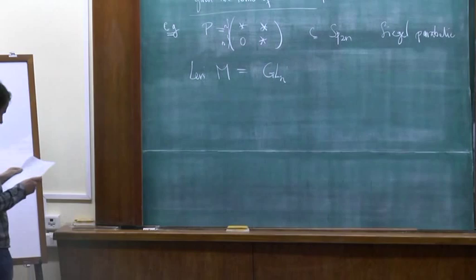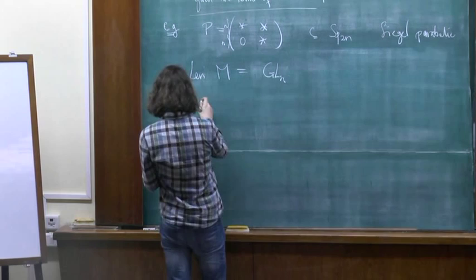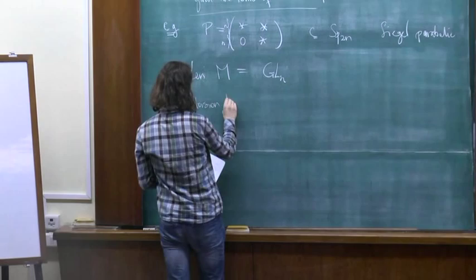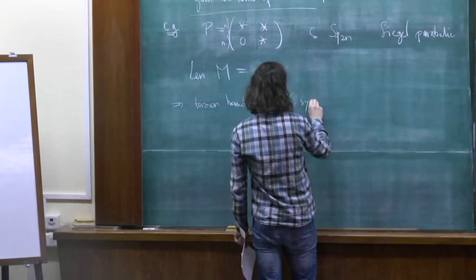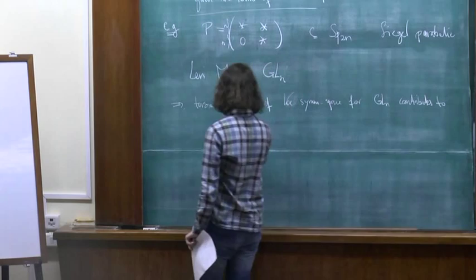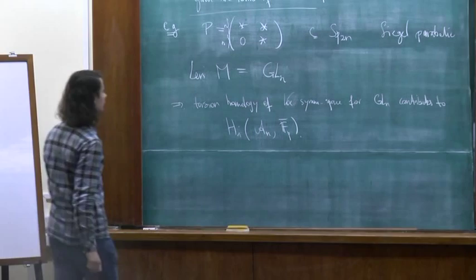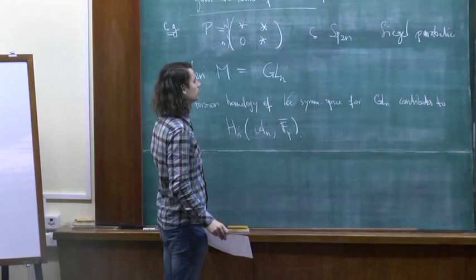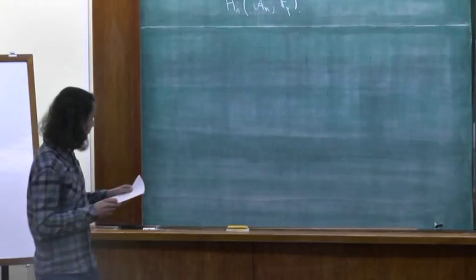And so I don't want to go through all the details in this analysis, but it implies that the torsion homology of the locally symmetric space for GL_N contributes to the homology for this Siegel space. So what we've succeeded to do so far is that we've at least transferred our torsion class to some algebraic variety. And so as an algebraic geometer, you feel you're in a slightly better situation.